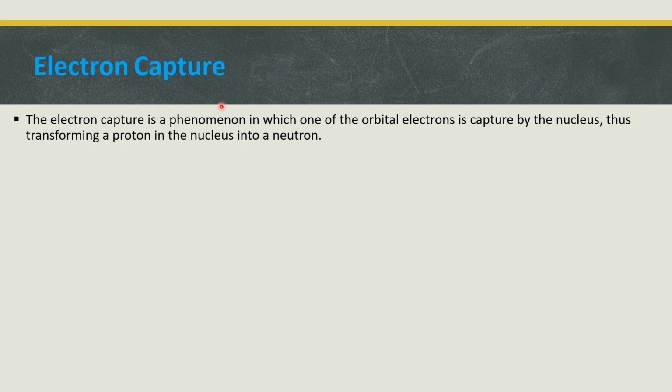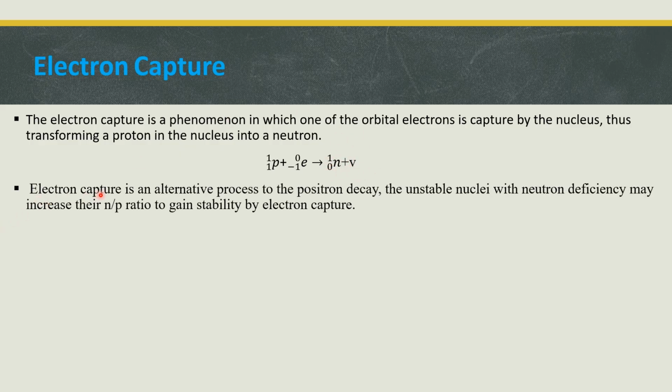Electron capture is a type of beta decay. Electron capture is a phenomenon in which one of the orbital electrons is captured by the nucleus, thus transforming a proton in the nucleus into a neutron. The equation is proton (1, 1) plus electron (−1, 0) converted into neutron (0, 1) plus some released energy. Electron capture is an alternative process to positron decay. Unstable nuclei with a neutron deficiency may increase their N/P ratio, the neutron-proton ratio, to gain stability by electron capture.